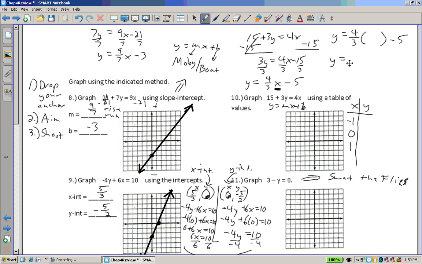So y equals, let's plug in a -1. -1 times 4/3 is -4/3, which is -1 1/3. Minus 5 is going to be -6 1/3. So that's what goes here. Okay, now instead of the -1, I'm going to put a 0. Because again, plug in a -1, see what it is, that goes here. Plug in a 0, see what that is, that goes here. 0 times 4/3 is 0. 0 minus 5 is -5. I always like to use 0 because it's very, very helpful.